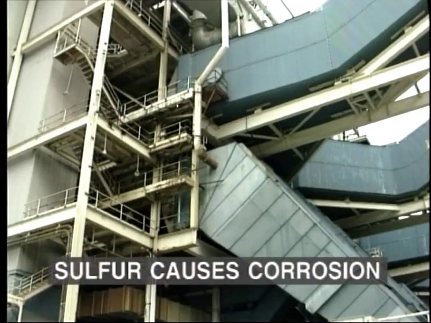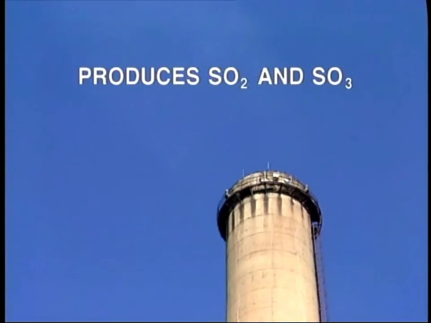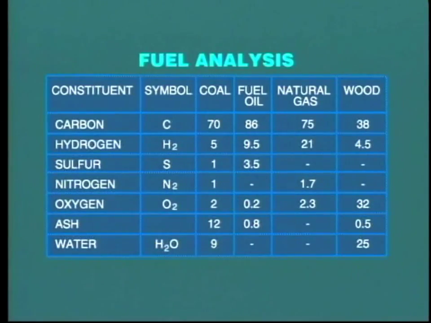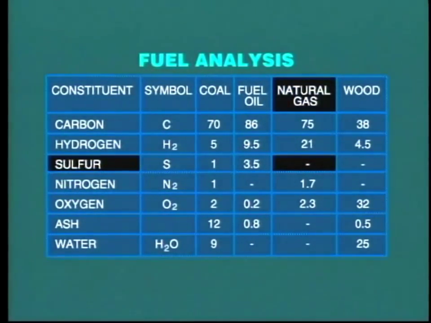Sulfur is a distinctly unpopular constituent in fuel for 2 reasons. It can cause corrosion in boiler equipment unless special operating precautions are taken. The gas from combustion of sulfur, SO2 and SO3, is environmentally unfriendly, resulting in expensive measures to meet regulatory requirements. Note that fuel oil usually contains more sulfur than coal, while processed natural gas contains none.